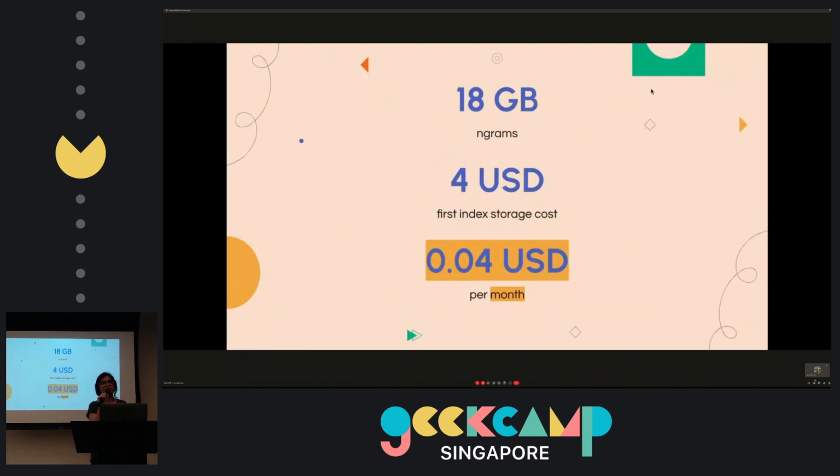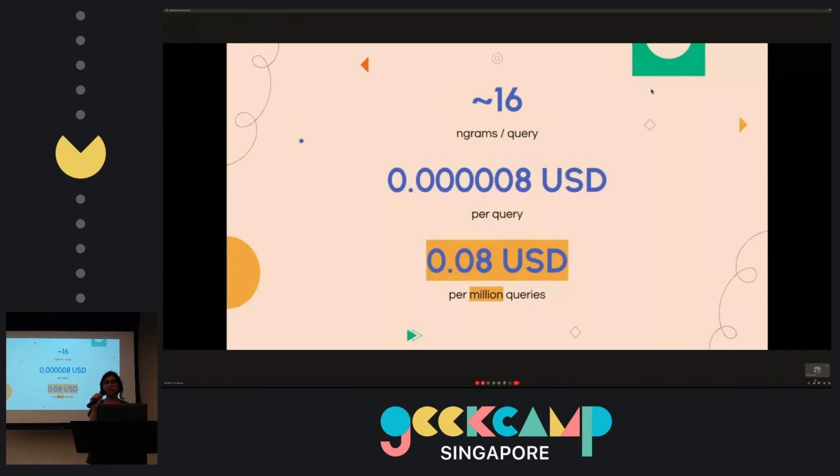So we generated about 18 gigs of ngrams. For the first index storage, it cost us 4 USD. On a monthly basis now, it costs us 4 cents. For one query, we usually require reading 16 ngrams on average. Per query, including the Lambda costs and referencing the ngrams, is about 0.00008 dollars, which is essentially 8 cents per million queries.